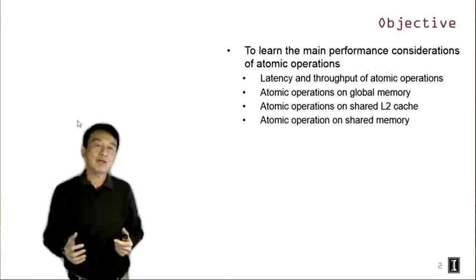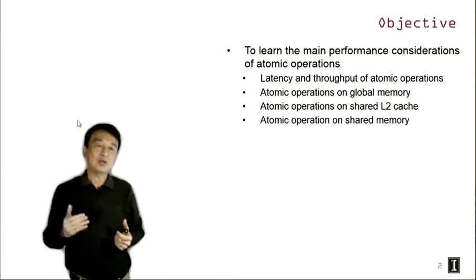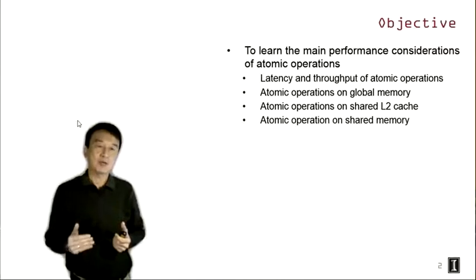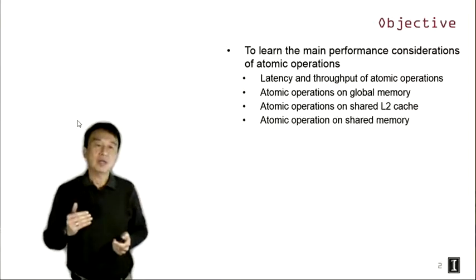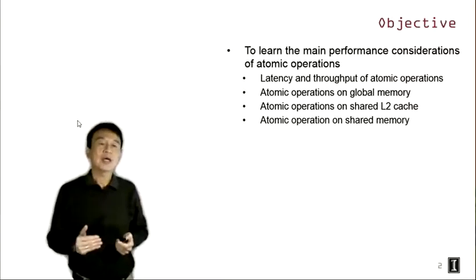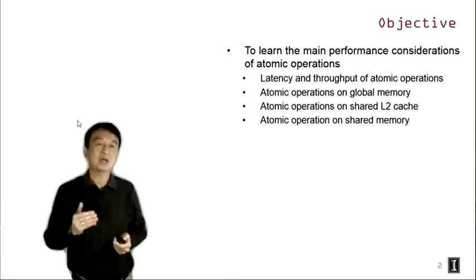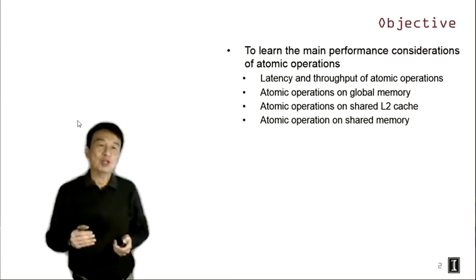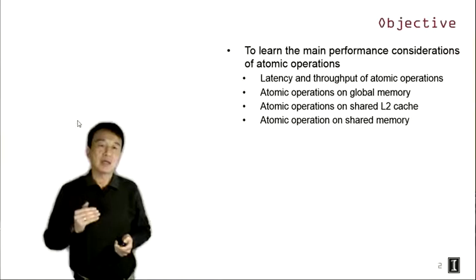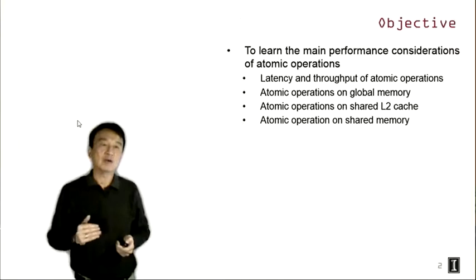Atomic operations have a unique property where the latency of the operation actually translates into the throughput of these operations. We also will go into how you can do atomic operations on global memory, and how some of the more recent hardware allows you to automatically perform atomic operations on the shared L2 cache, even though you think you're doing atomic operations on the global memory. And then how we can perform atomic operations on shared memory variables.